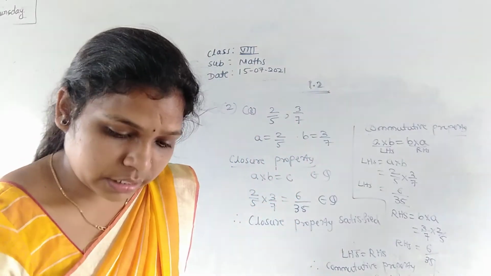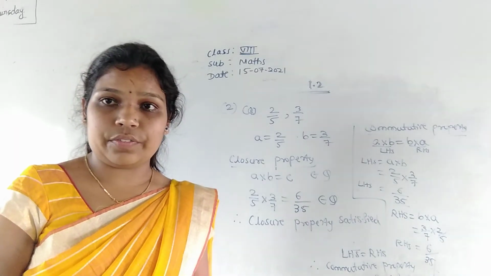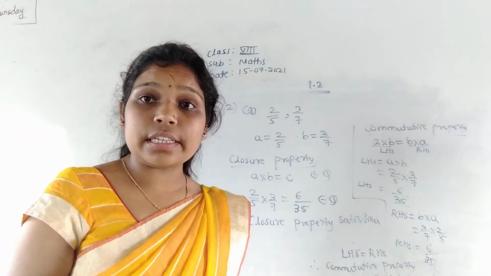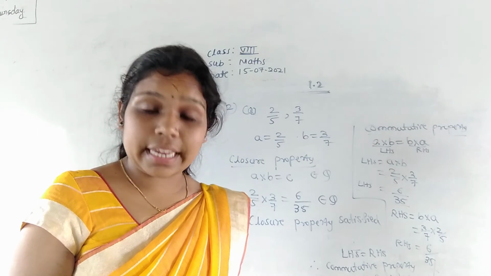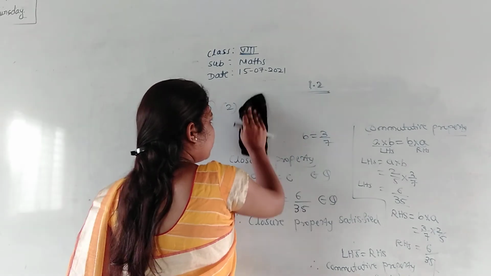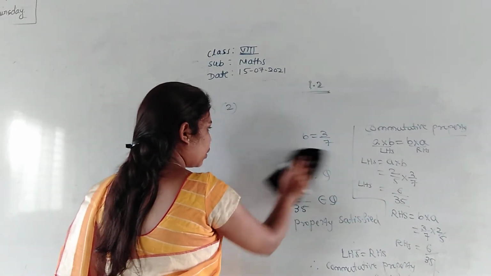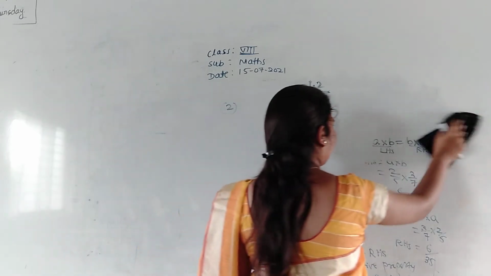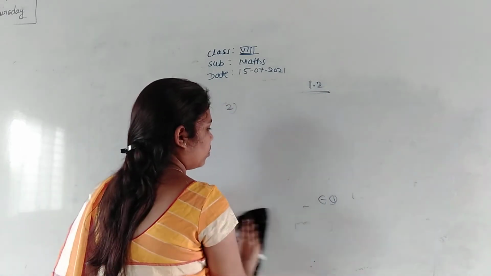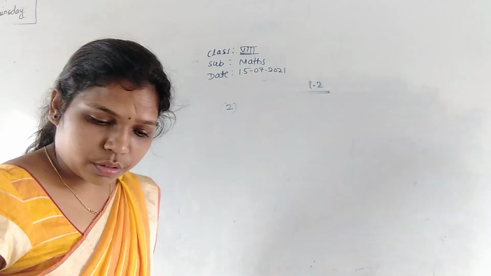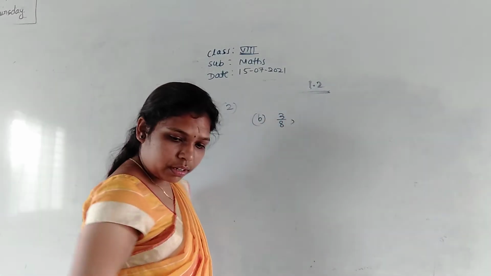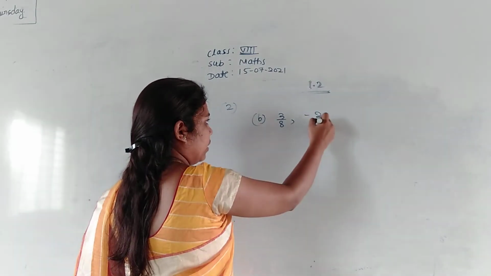So next one, 3 by 8 and minus 2 by 9 they have given. So we finished the first problem. Now we will go to the second problem, that is 8(2), 3 by 8 and minus 2 by 9 given here. Same like that only, you have to check. First check for the closure property, second check for the commutative property.